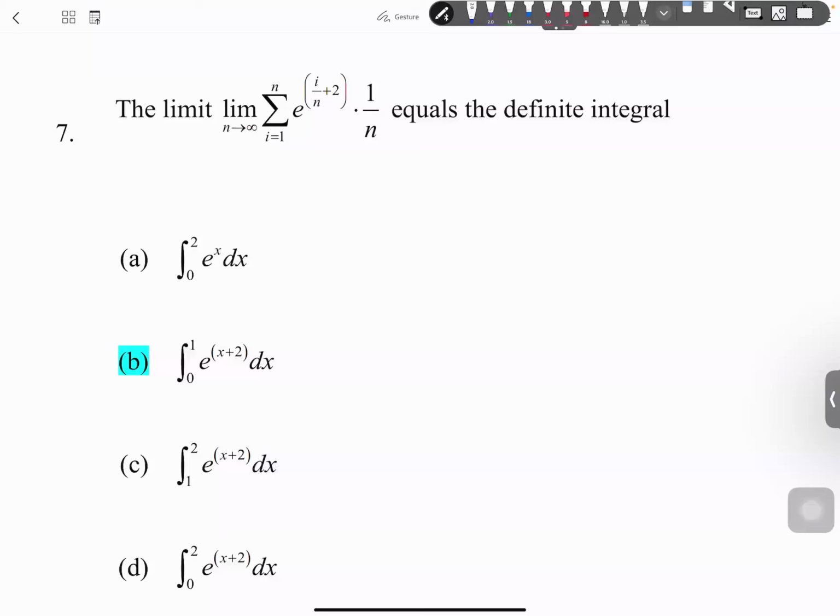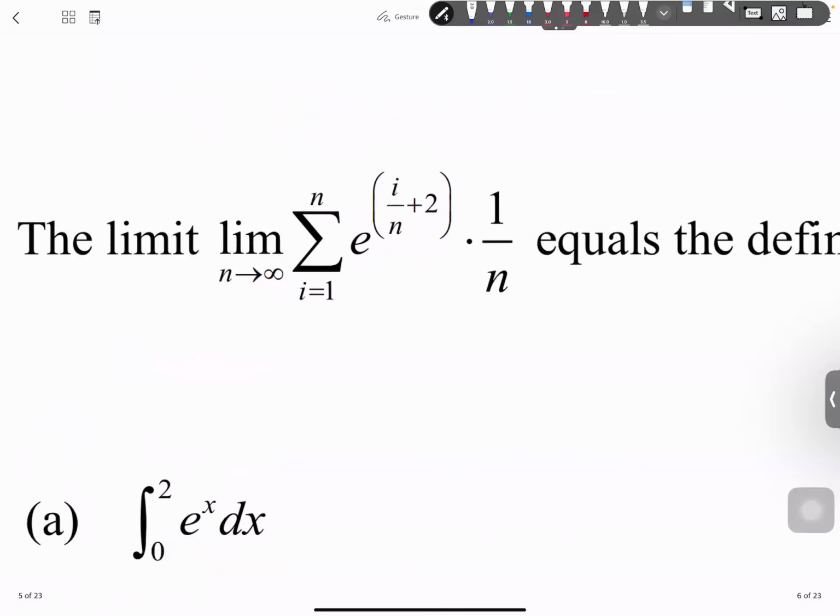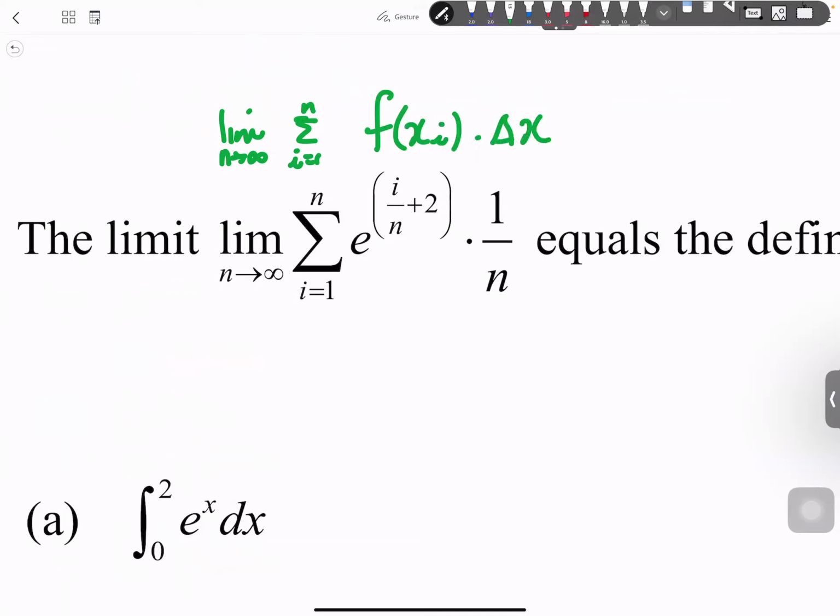They're not as bad as you think. So here's a strategy that works. First of all, we need to identify that this lines up with the limit as n goes to infinity of the sum i going from 1 to n of f of x sub i times delta x, right?